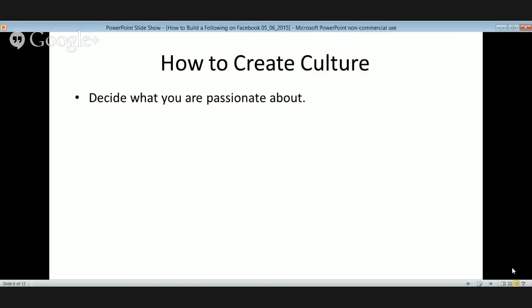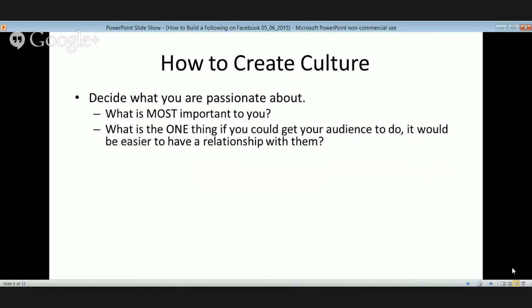But that's what you have to decide first: what are you passionate about? What is the most important thing to you? What is it that you could talk about all day long and you would never get tired of talking about it? Okay. Then what is the one thing that if you could get your audience to do, it would be easier for you to have a relationship with them?